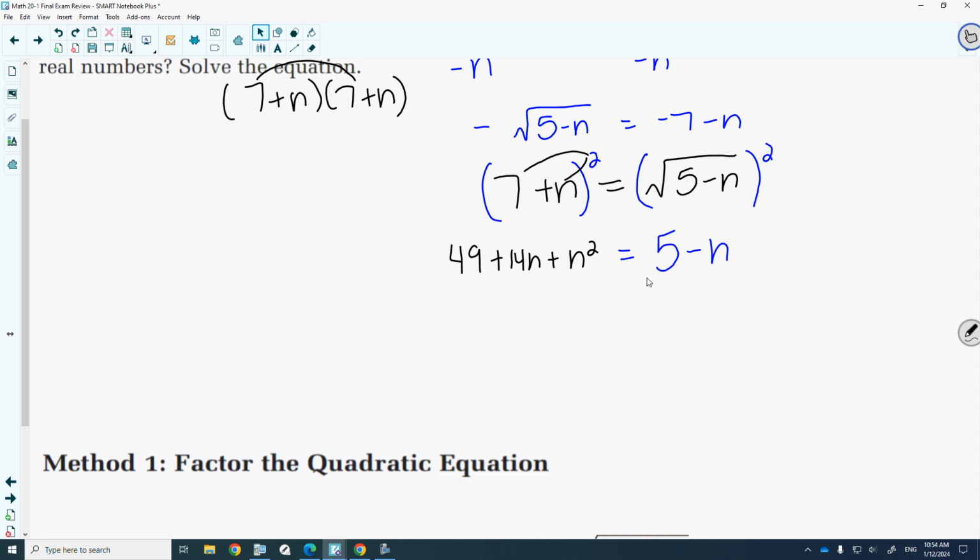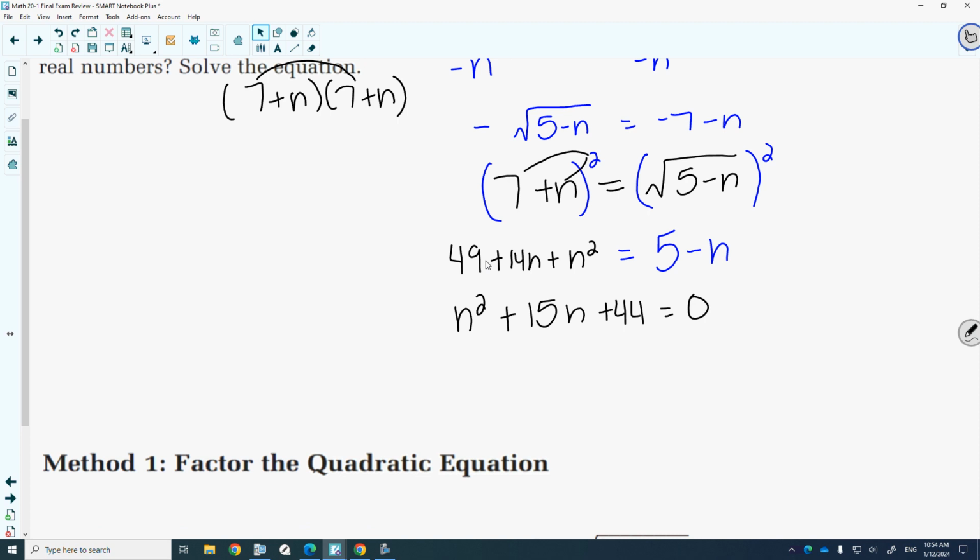We need to solve for n. As soon as you see a square, you tell yourself it's probably going to be a factoring question. That means everything goes to one side of the equation. I go to the side that makes my n positive because I don't have an inequality here. I'm just going to straight factor. I'm going to keep this on the left-hand side. So I'm going to have n squared, add n and add n to give me 15n, and then minus 5 and minus 5 to give me plus 44 is equal to 0.